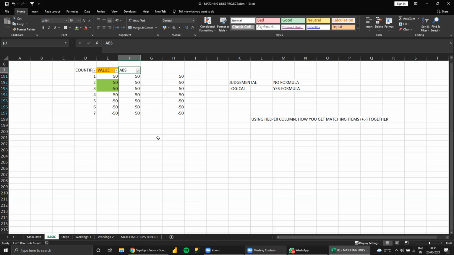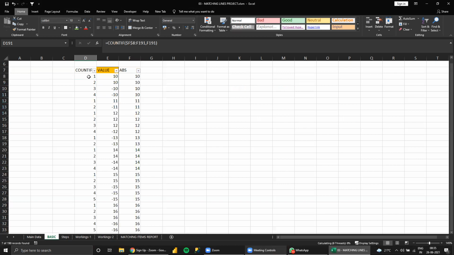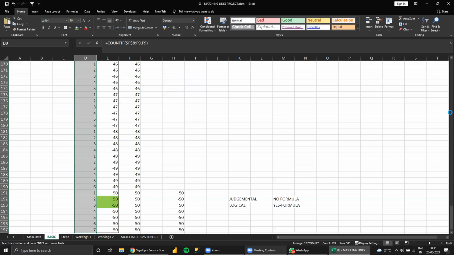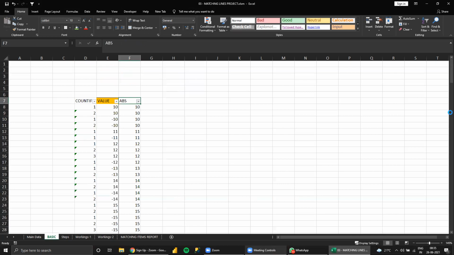See, this is the way you need to think. You don't give any time for wrong thinking. What if we take the reference from the E column instead of the absolute value? We'll get the negative values as well, right? Just a thought. Yeah, that's how you need to think. If not one way, then the other way.